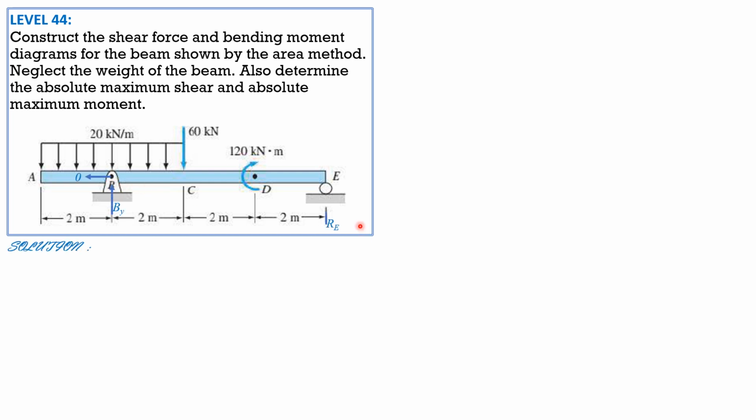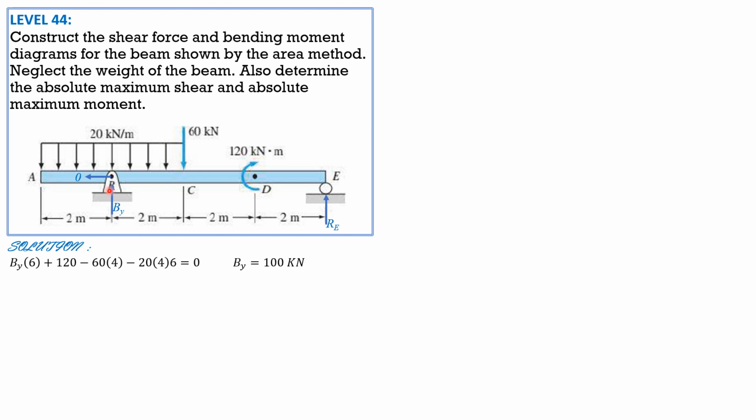At E, R sub E. So summation moment about E is 0, clockwise positive. So By times 6 plus 120 minus 60 times 4 minus 20 times 4 times 6 equals 0. So By is equal to 100 kilonewtons.